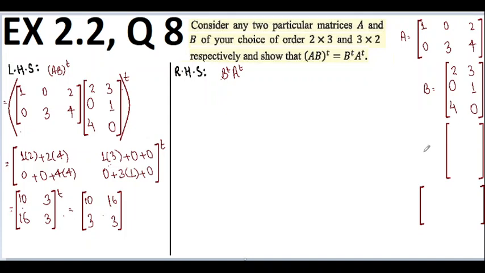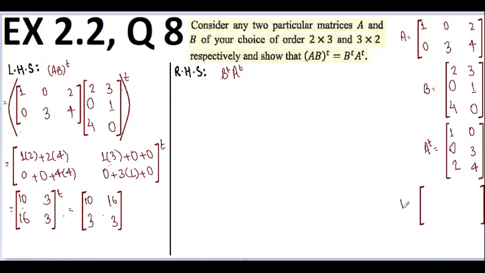So first of all, we are going to take A transpose, which is equal to, now we are going to change the first row into the first column. So the first row is 1 0 2, which will be changed into the column form 1 0 2, and then the second row is 0 3 4, which will be changed into the second column, so 0, 3 and 4.